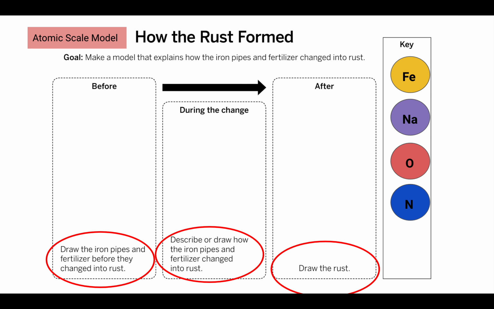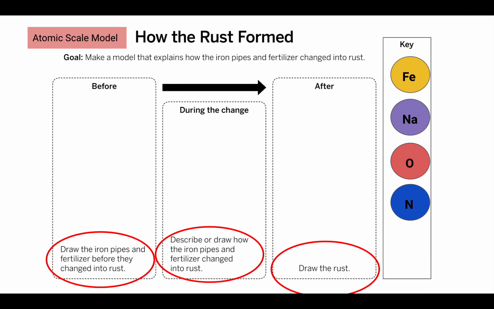This model, let me explain how you're going to do it. If you've got any questions, you can ask me, okay? First of all, look at the top left. Remember, this is an atomic scale model. I do not want macro scale drawings of anything. We're looking at what's going on on a molecular scale. Your goal is to make a model that explains how the iron pipes and fertilizer changed into rust.